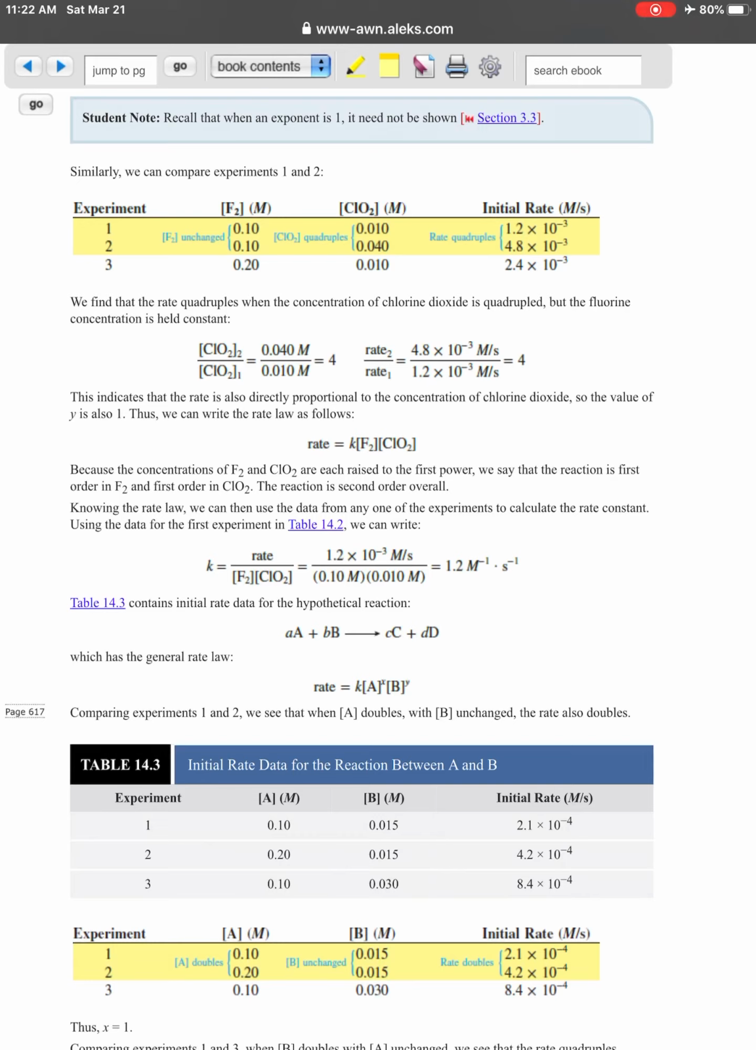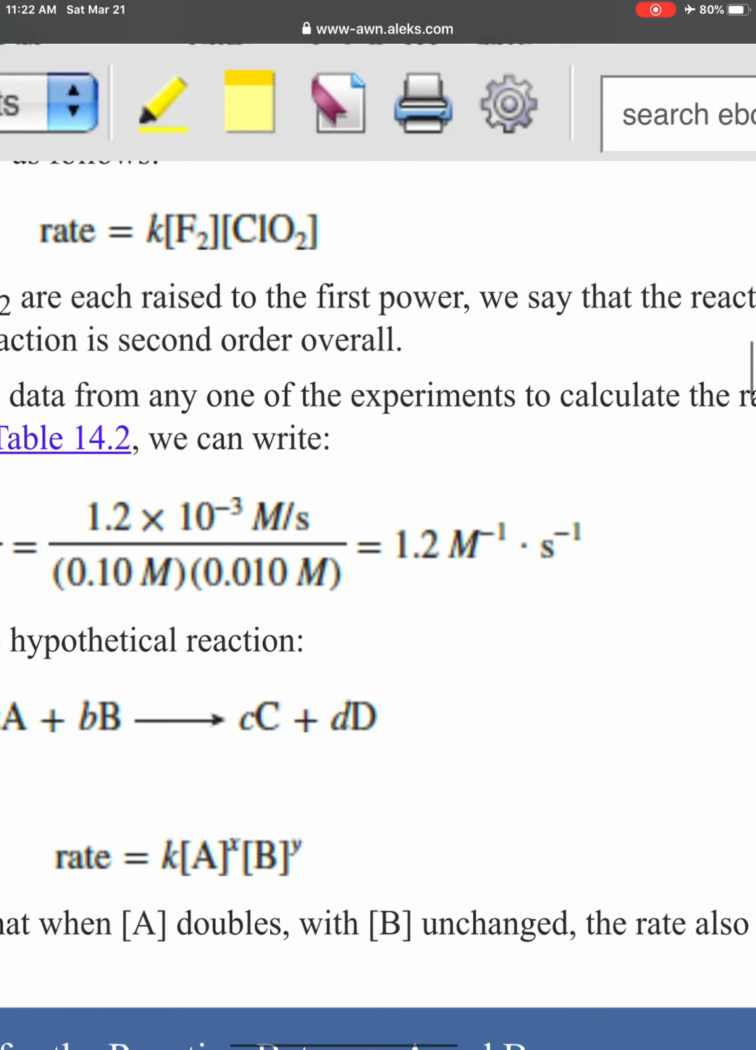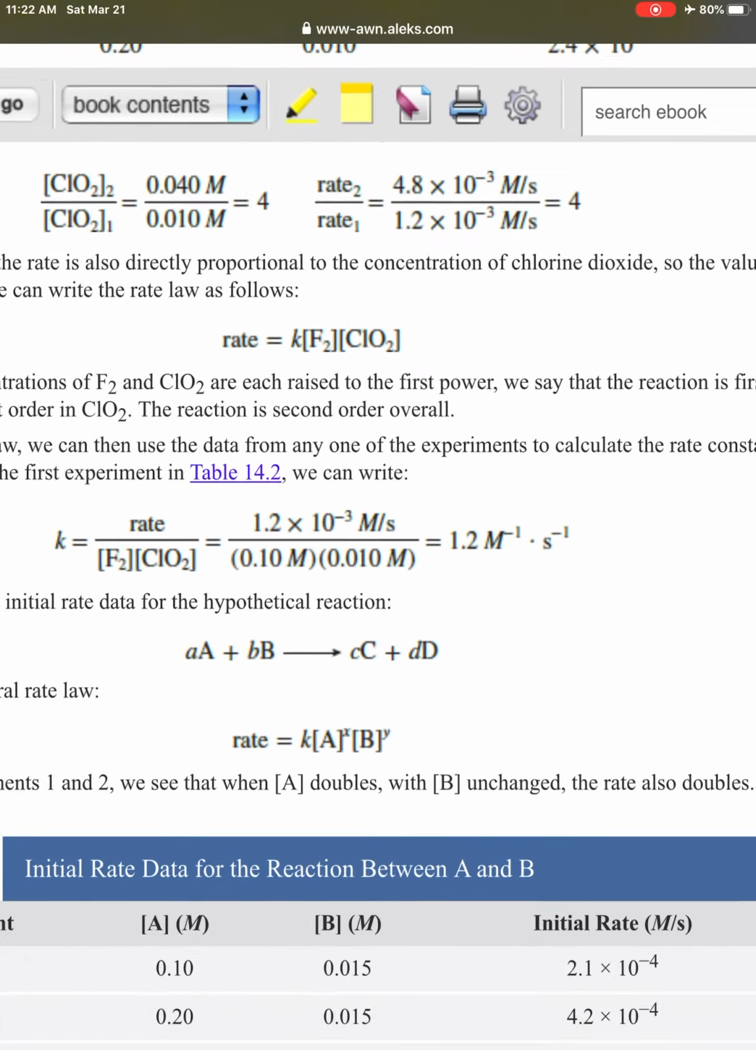So take a look at what happens. We get 1.2. And then if you look at the units, they may look odd to you. M minus 1, s minus 1, right? Doesn't that seem a little odd? That means 1 over molar times 1 over seconds. So in other words, the molarity and the seconds are in the denominator. So they're using this notation where you put minus 1.